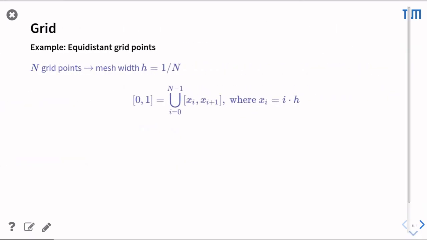So let's have a look at these grids and see what I meant by multigrid. This should be pretty clear, I just wanted to clarify it again. If we have n grid points, we have a mesh width, actually it's 1 over n minus 1, there's a typo here. Then we can take our interval 0, 1, and divide it up into subintervals. Since they're equidistant points here, each of the grid points will just be i times h.